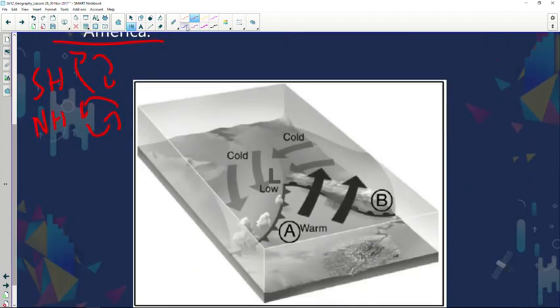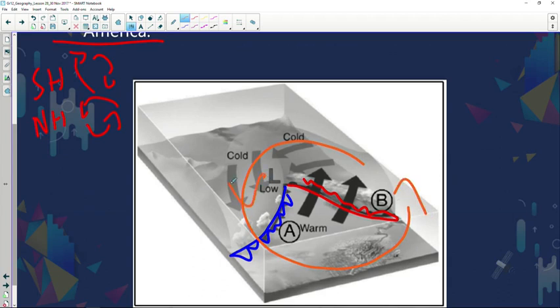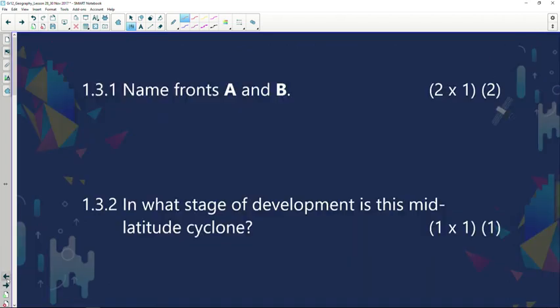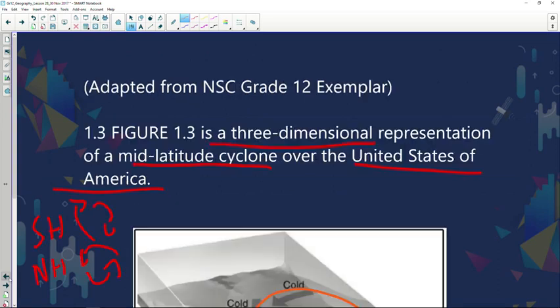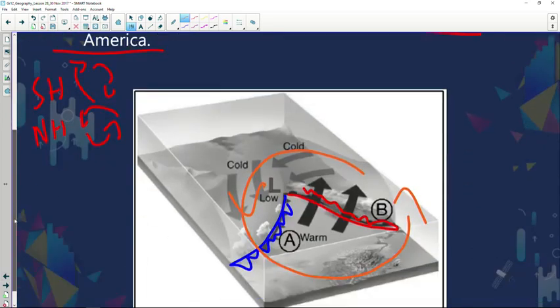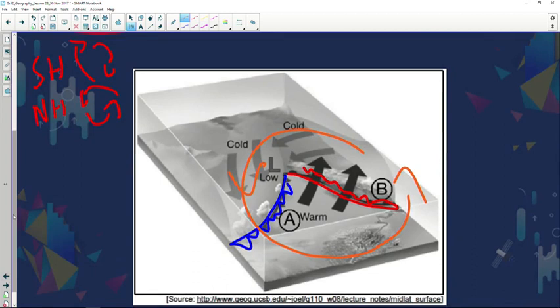Now I'm just going to fill in a little bit over there. There you can clearly see the cold front. There you can see the warm front at B. Now if you look at the system, because it's in the northern hemisphere in America, look at the anti-clockwise circulation taking place. Very important over there. Let's quickly have a look at the questions that are being asked. Name fronts A and B. Now I've just drawn over them and that's quite easy. A is definitely the cold front and B is the warm front.